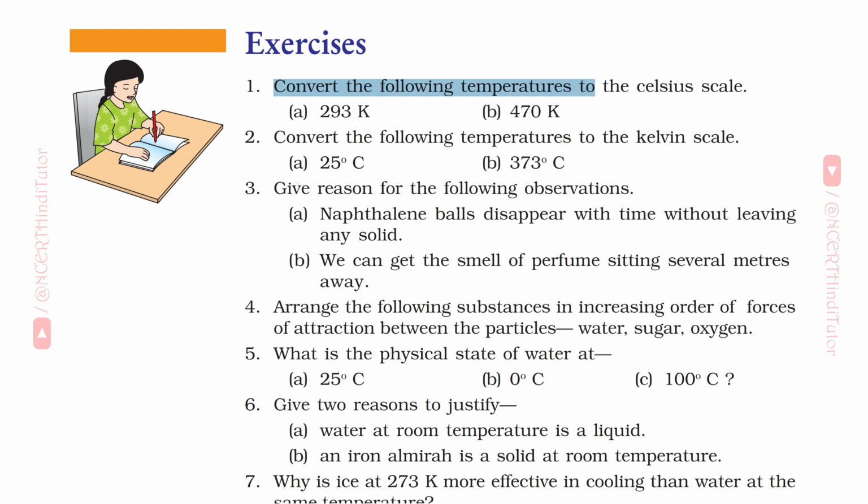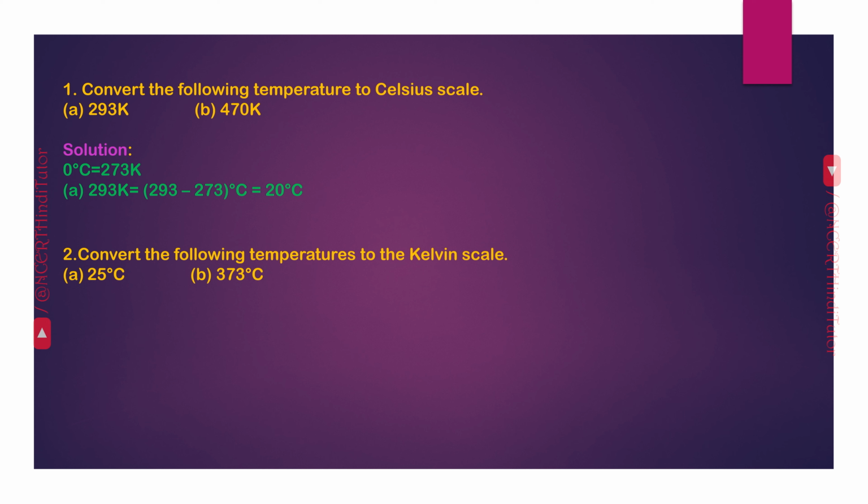Convert the following temperatures to the Celsius scale. Answer. 0 degrees Celsius is equal to 273 Kelvin. Then 293 Kelvin is equal to 293 minus 273, equal to 20 degrees Celsius. B. 470 Kelvin is equal to 470 minus 273. So we get 197 degrees Celsius.